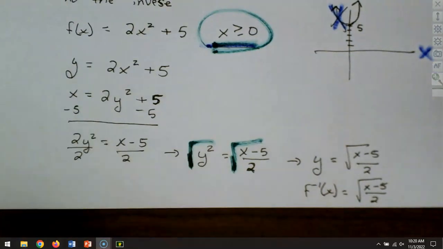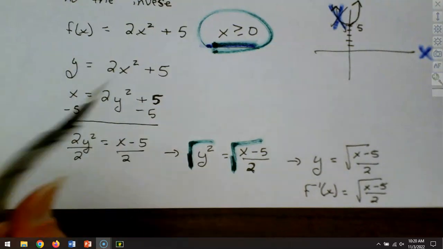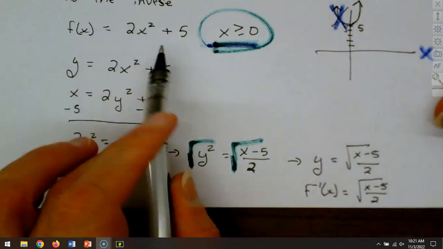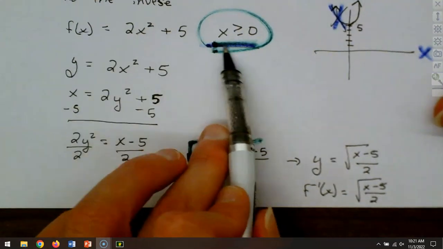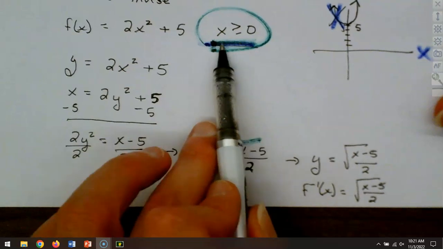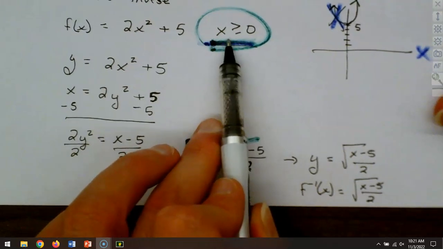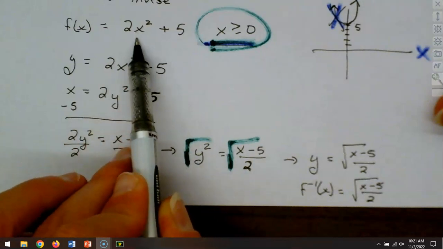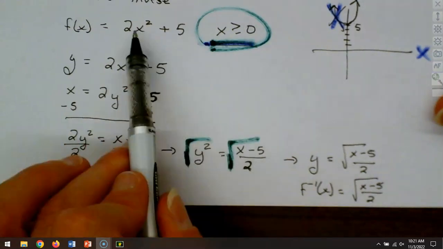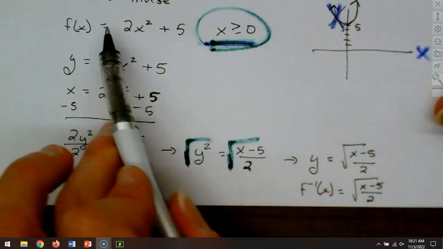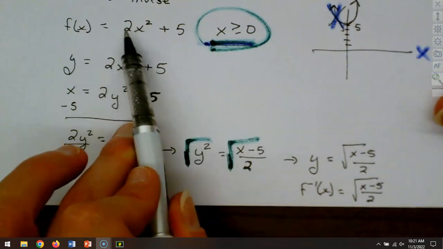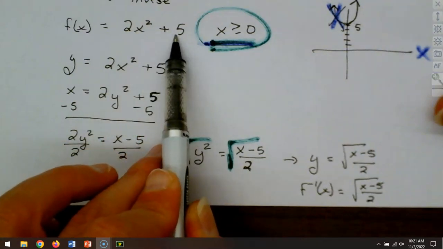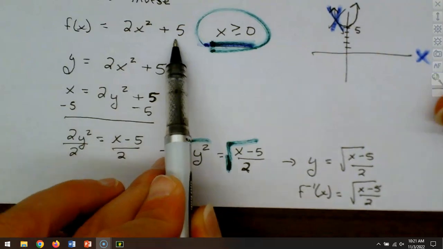Now, what we need to also do is find our domain of the f inverse. To get that, we have to find the range of the original. So if I look at this, if I plug in 0, what do I get out for my function here? If I plug in 0, I get out what? Okay. 2 times 0 squared is still 0. Plus 5 makes it what? 5, right?